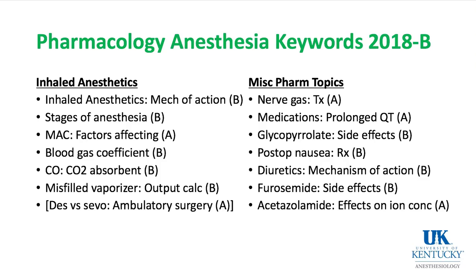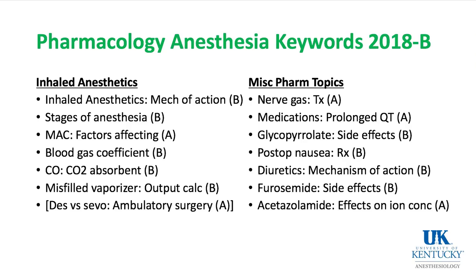And under inhaled anesthetics, how they work through protein interactions, stages of anesthesia, 1 through 4, MAC, many factors affecting them, blood gas coefficient and how it affects FA over FI or uptake, and CO is carbon monoxide, and how it can be formed with desflurane and isoflurane for that matter, breakdown in the CO2 absorbent. Misfilled vaporizers, if you could pour the wrong liquid in the vaporizer that doesn't match it, and what would happen.